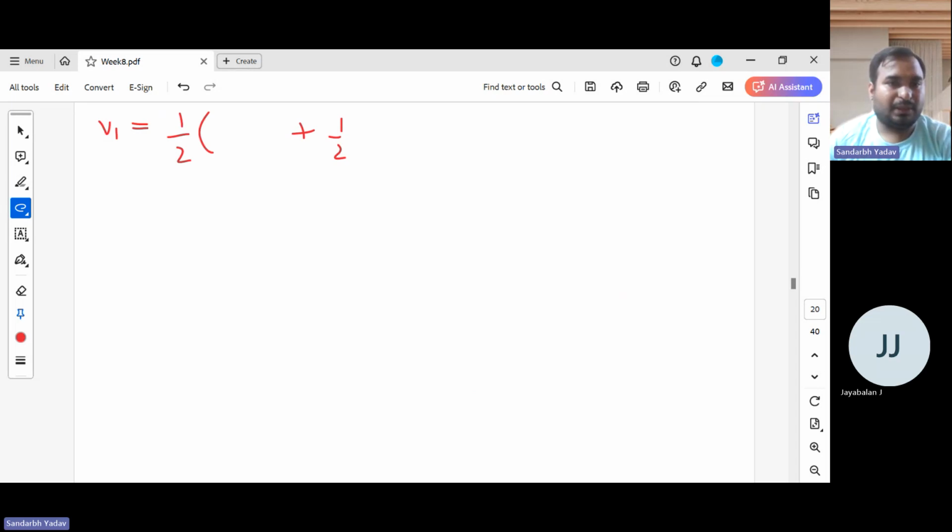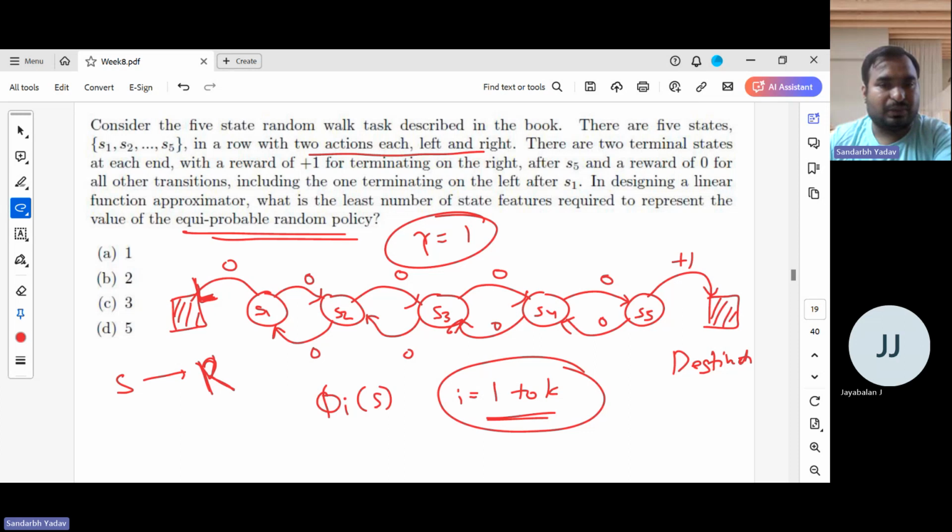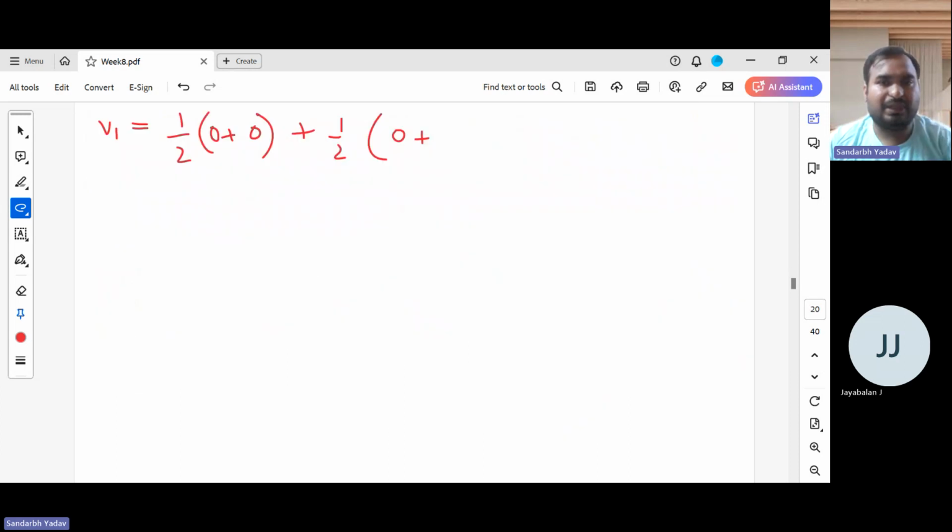Now what will be the reward? In both cases we are getting a reward of 0. And gamma we have assumed to be 1, right? The terminal state value is always 0 because we don't have any outgoing transition from the terminal state. But the value of the second state S2, which we denote by V2, will have some value. We don't know that, so this makes it an equation. If we simplify it, we get 2V1 equals V2. So this is our one equation.